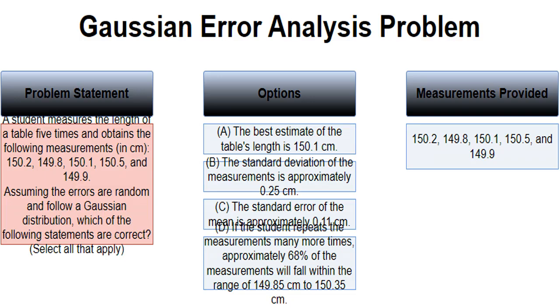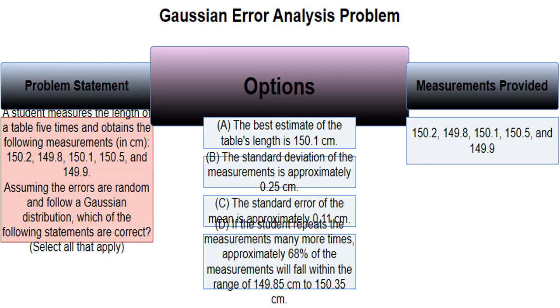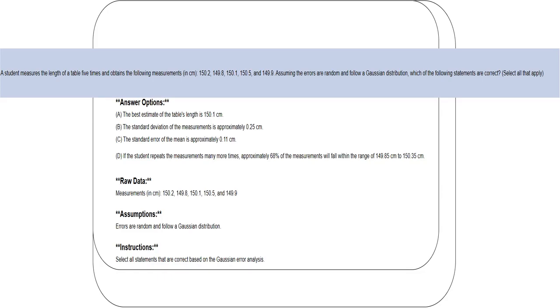Alright, now, let's dive into the Gaussian error analysis problem. Next, let's look at the problem statement. This defines the task at hand. Now, let's explore the options. These are the potential answers to the problem. Let's examine the first statement. It asserts that the best estimate of the table's length is 150.1 centimeters. Keep this in mind as we evaluate the provided solution.